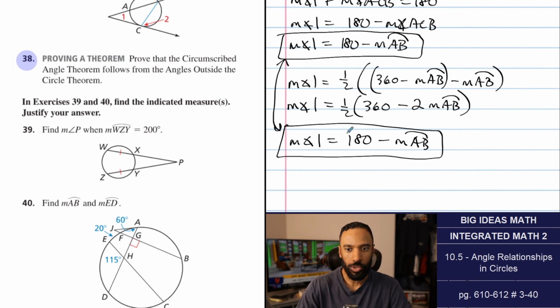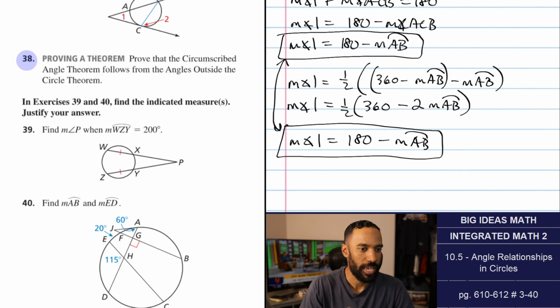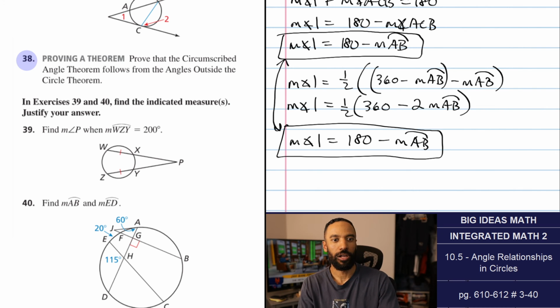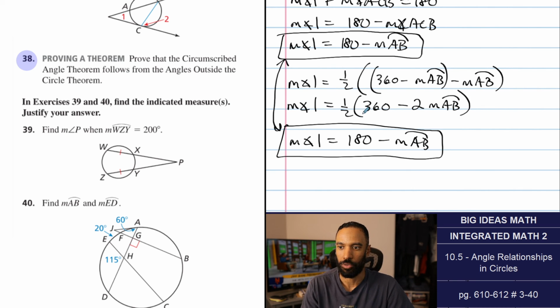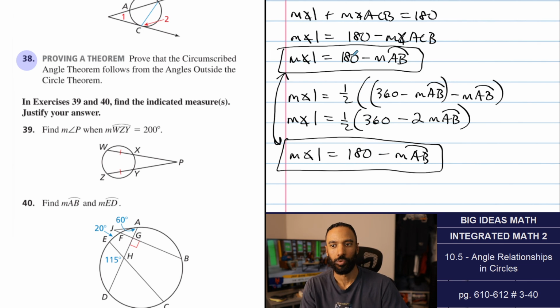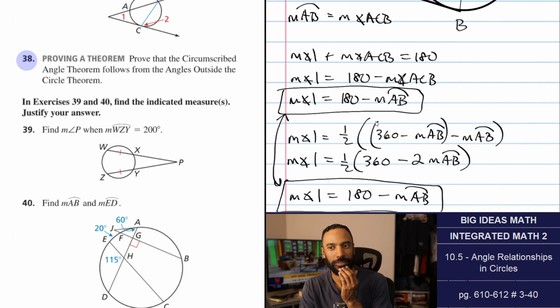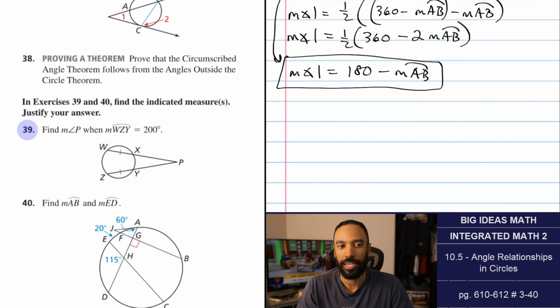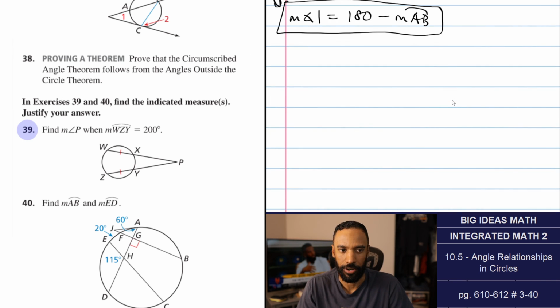And this was using, what did they call it? I have to bring it back. They said, prove that the circumscribed angle theorem follows from the angles outside the circle theorem. So here's the angles outside the circle theorem that I used, and this seems to follow that. We seem to get the same thing from that. Okay. That's how I'm going off of it. They connect. From exercises 39 and 40, find the indicated measures and justify your answer.